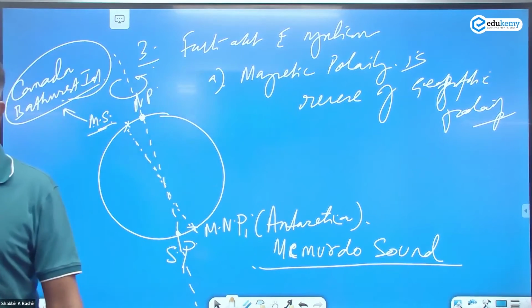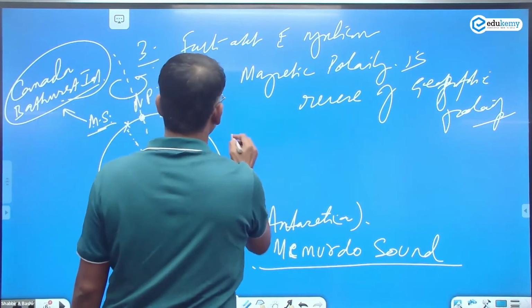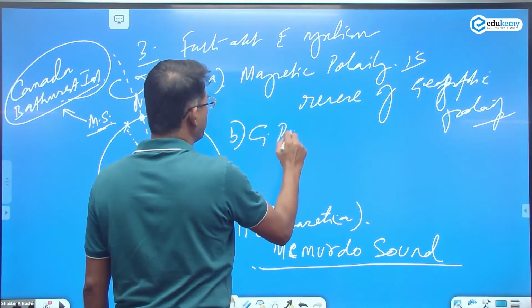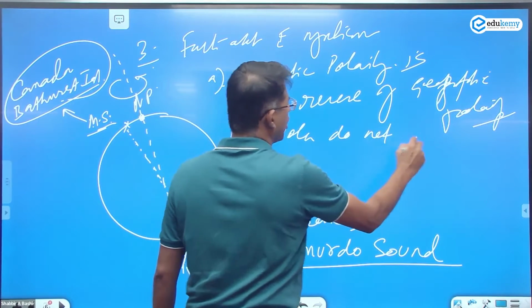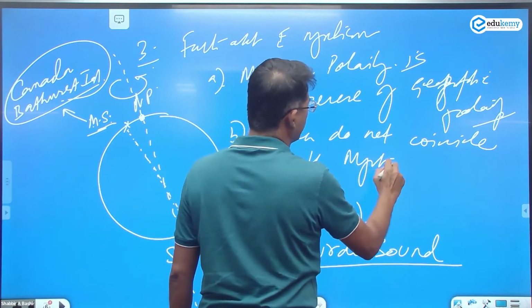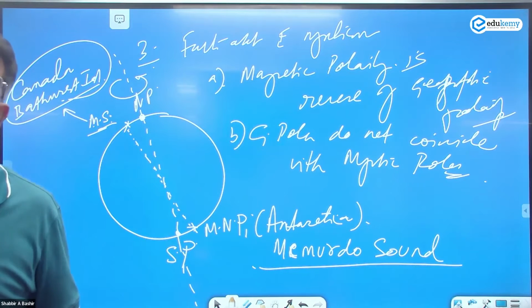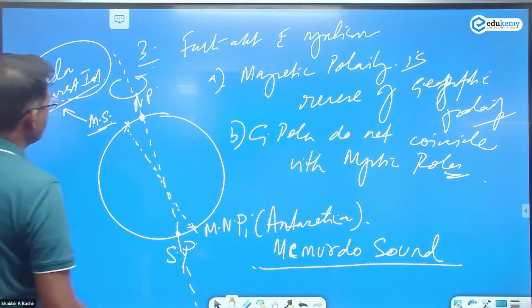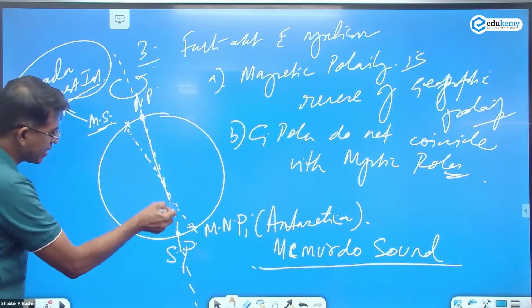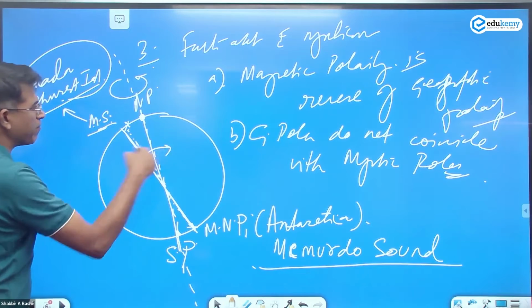It is in Antarctica, near the South Pole, a place called McMurdo Sound. So that's one more fact. Okay, it is reversed, and the geographic poles do not coincide with the magnetic poles. And if they don't coincide, what does that mean? This is the geographical axis, and this is the magnetic axis. Okay, they will have some angle between them.